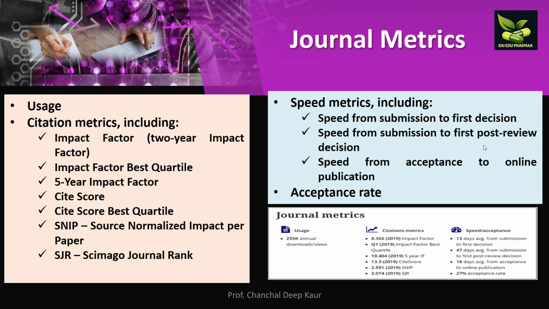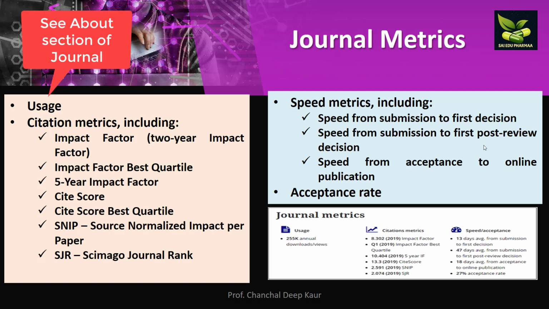Now we will be seeing a very important thing. This is journal metrics. Journal metrics means the various parameters which you have to see before submitting your paper. So if you go and see in any journal, then in the about section journal metrics is present. So in this you have to see about usage.